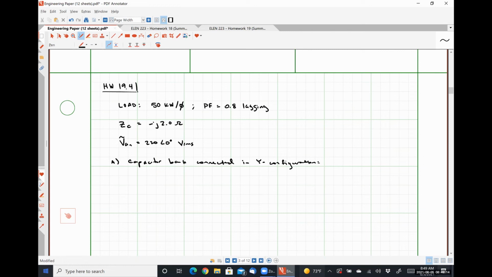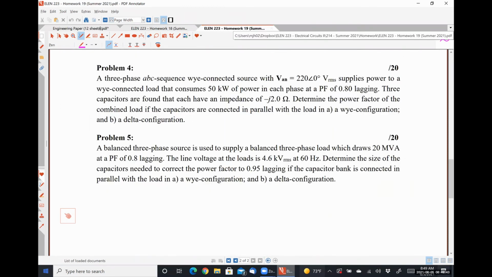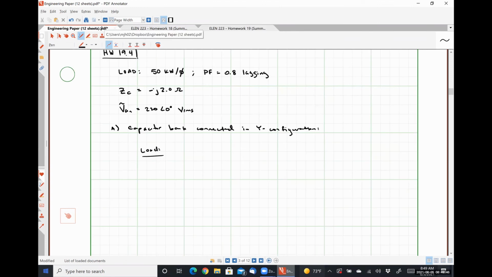All right, so let's do the first case. The capacitor bank is connected in a Y configuration. Because we're trying to find the power factor, it really doesn't matter if we work on a single phase basis or a three-phase basis, because it's going to be the exact same thing either way. So let's approach this on a single phase basis.